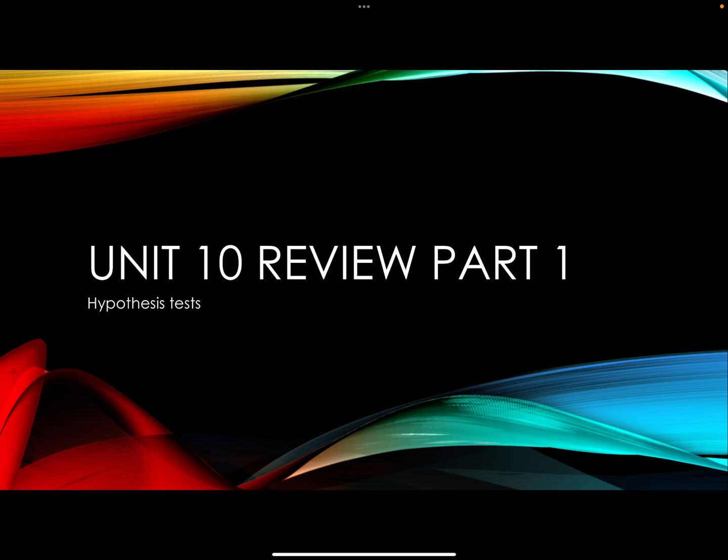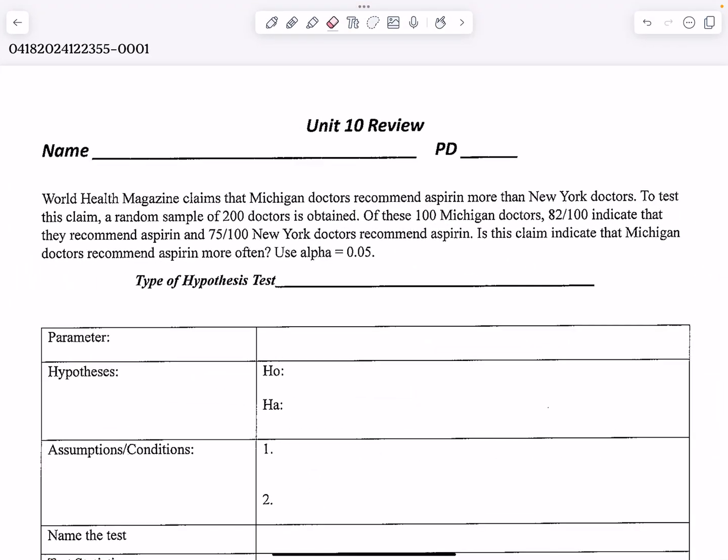We're discussing the hypothesis test that will be on your test next week. The World Health Magazine claims that Michigan doctors recommend aspirin more than New York doctors. To test this claim, a random sample of 200 doctors is obtained.